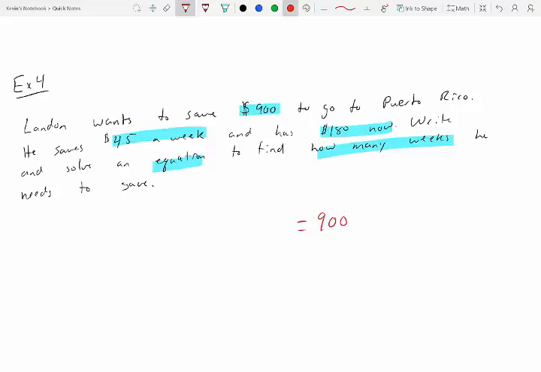So how much does he have right now? He has 180. And we look what's changing each week, or what's going up. He's increasing his amount by 45 each week. So 45 times the number of weeks, and he already has 180, so we're now going to add these together, and that's going to equal what he needs to save, which is 900.